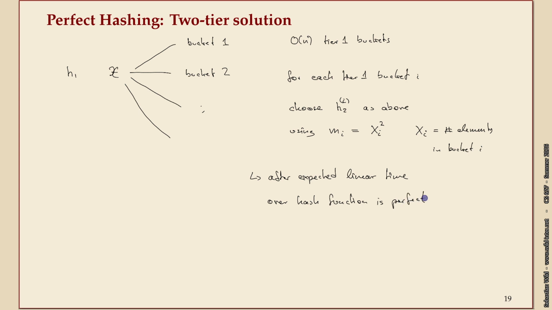And the overall hash function, of course, is you first apply h1 to get the bucket, and then you use the secondary hash function. So you take a value x and you map it to h2 of h1 of x. It looks a bit more crazy than it really is. You just evaluate the two one after the other.